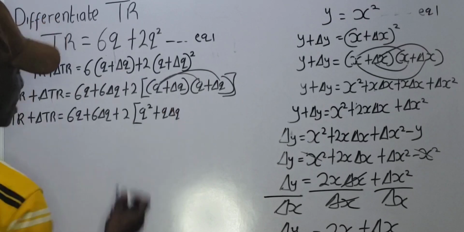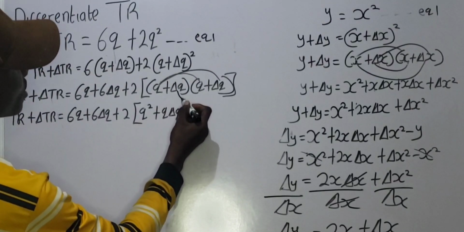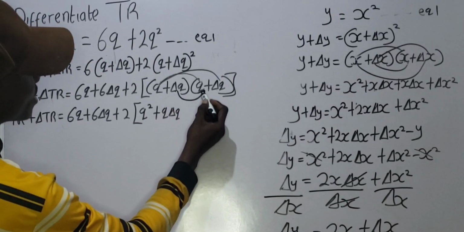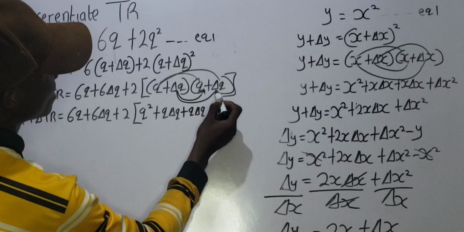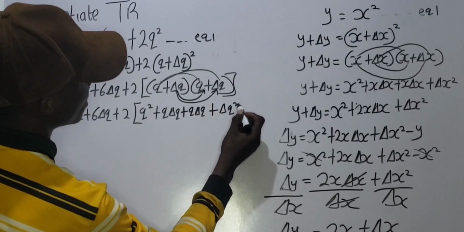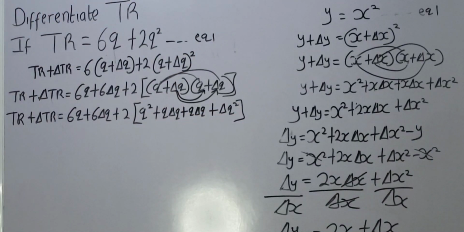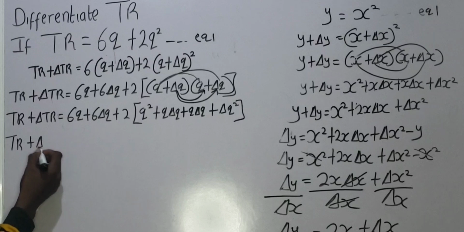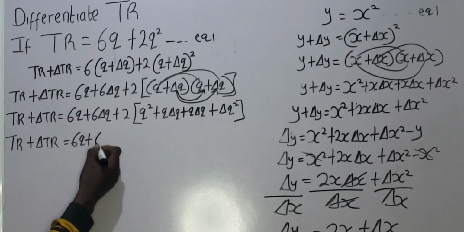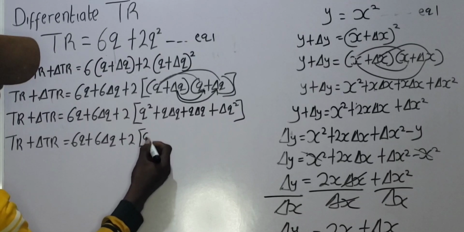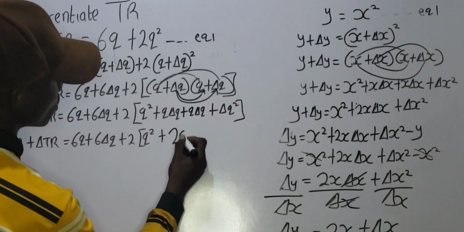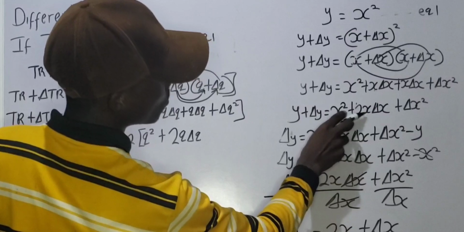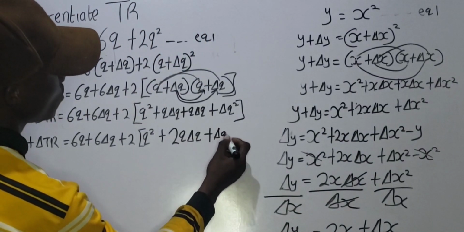Now the next step is that I'm going to multiply this delta q also. This delta q will multiply all the content inside the bracket. Let's start with q. Delta q multiplied by q, that is plus q delta q. Okay, this delta q will also multiply this delta q. Then I'm going to have plus delta q squared. Just like I did when I wanted to expand this bracket, you understand? So let us proceed. For this, I'm going to have tr plus delta tr is equals to 6q plus 6 delta q plus 2 into bracket q squared plus, now you can see that we can collect like terms because we have q delta q and q delta q. So I'm going to have 2q delta q, just like I have in this place 2x delta x, 2q delta q plus delta q squared.